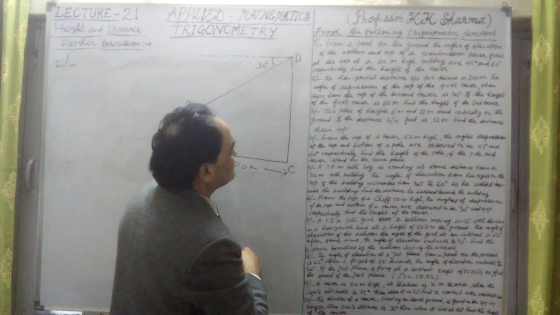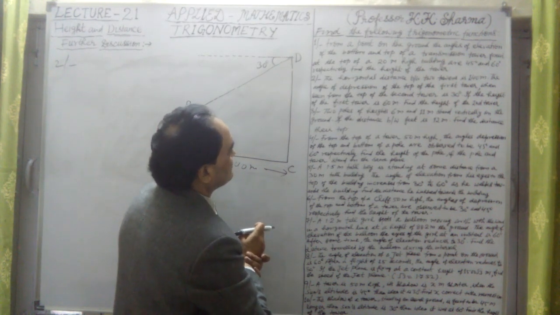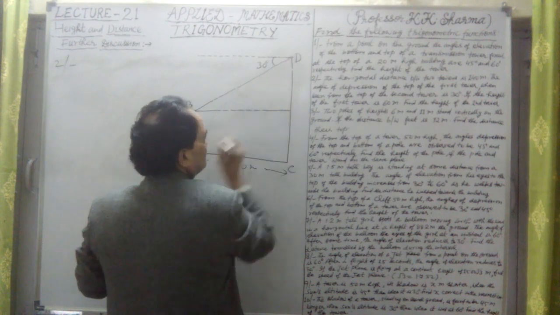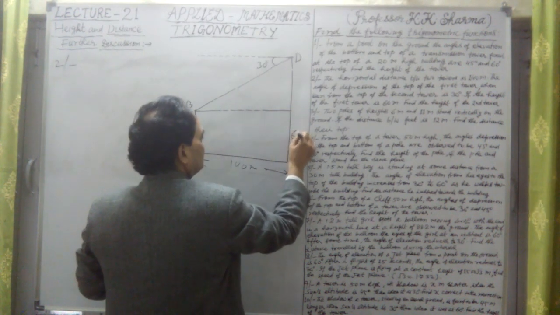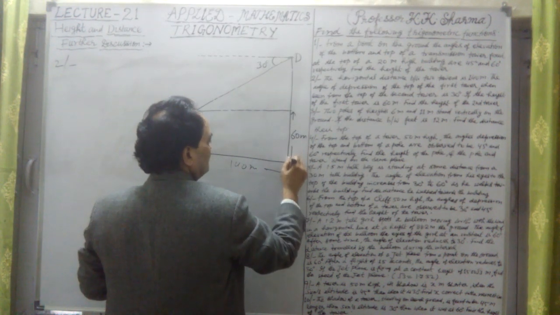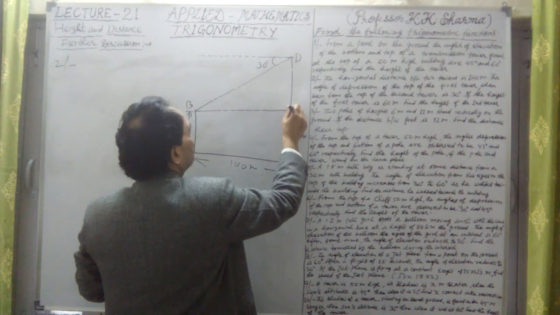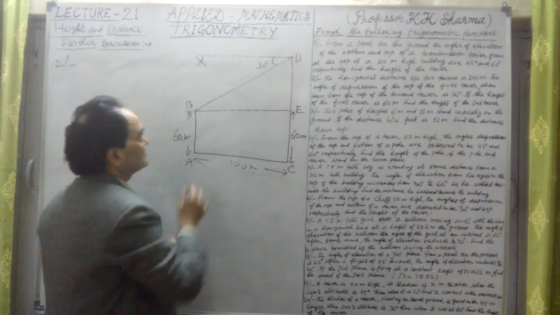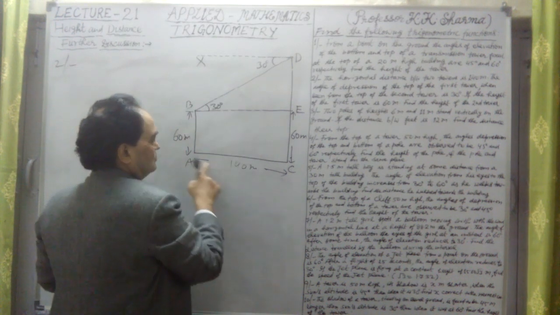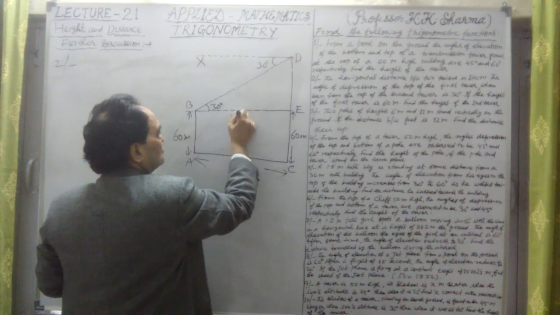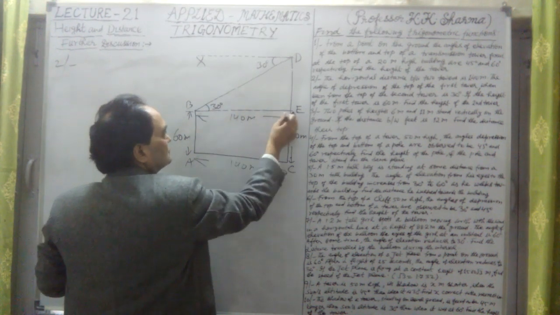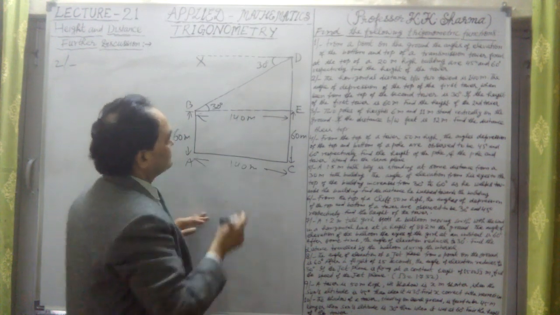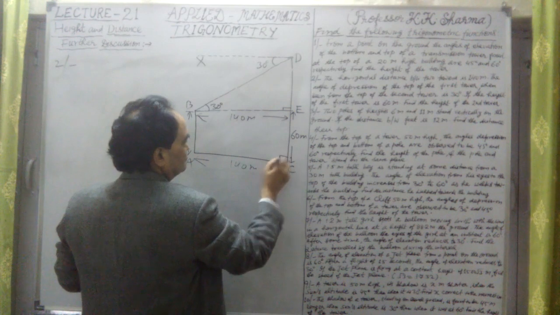Now, the first tower is 60 meter, and we have to find the height of the second tower. If I drop a perpendicular from this point to the second tower, then this is also 60 meter up to this point. Suppose the point is E, and this is the point X. So angle XDB is 30 degree, this is also 30 degree. Now AC equals BE, so this is also 140 meter, because the opposite sides of the rectangle are equal. This is a right angle, and this is also a right angle.